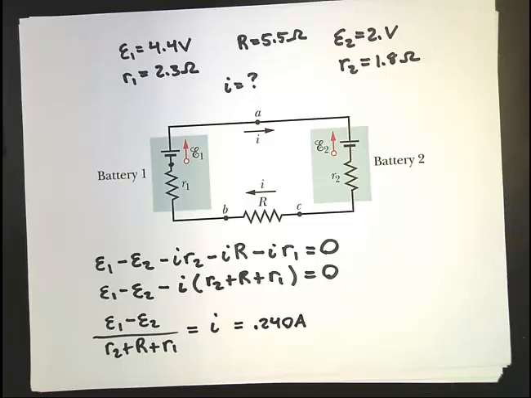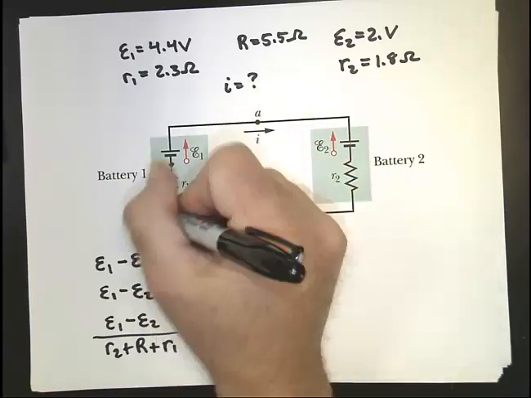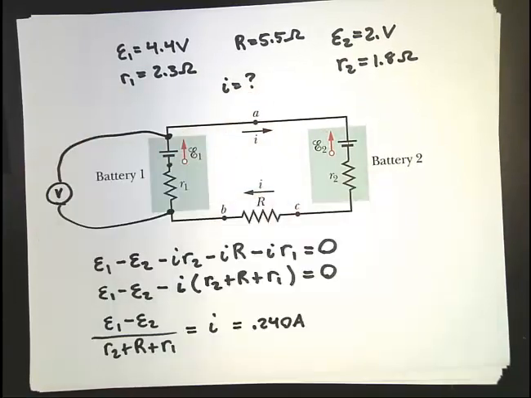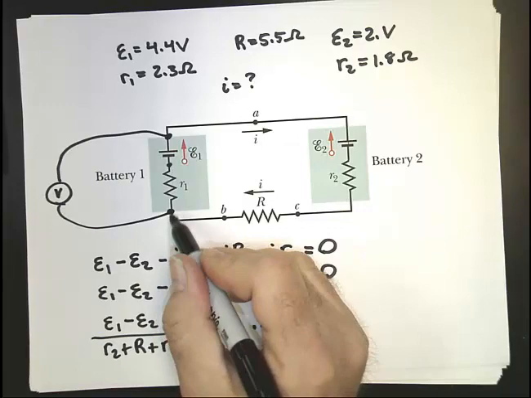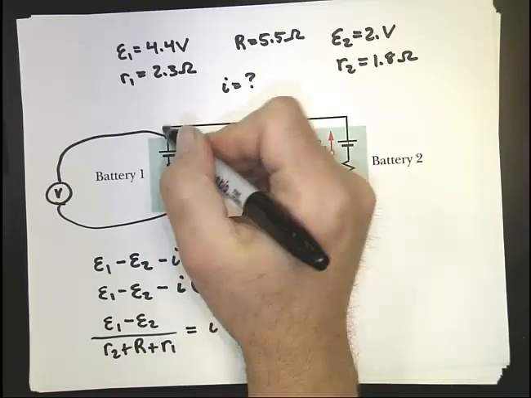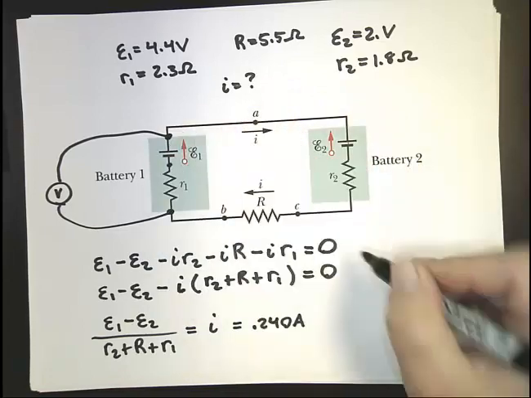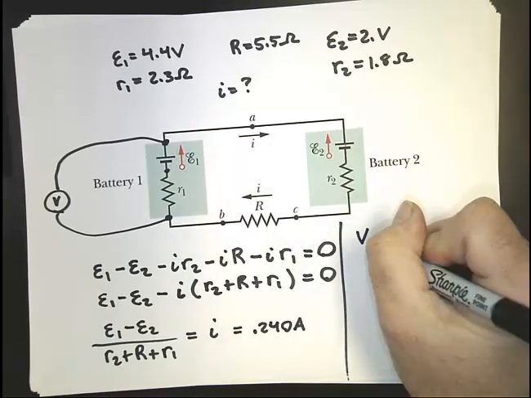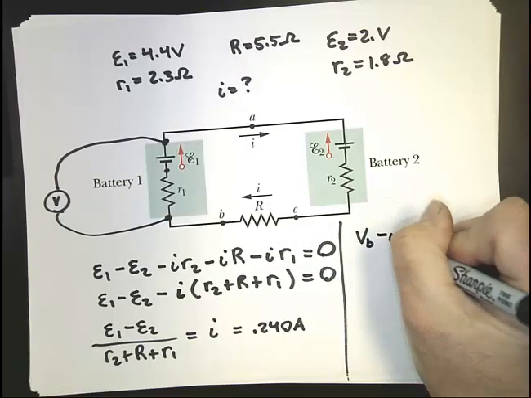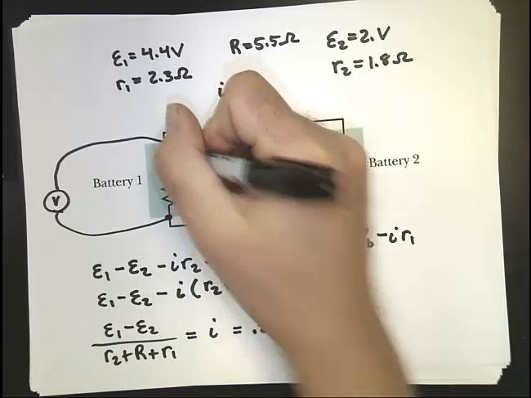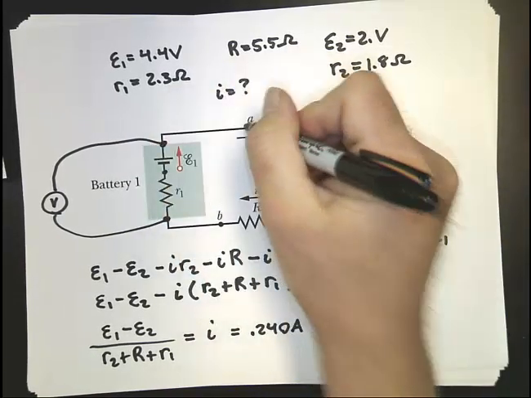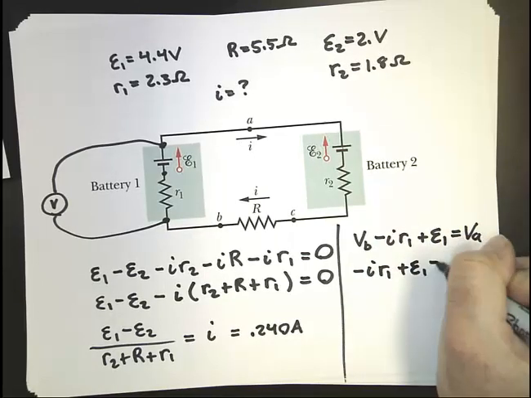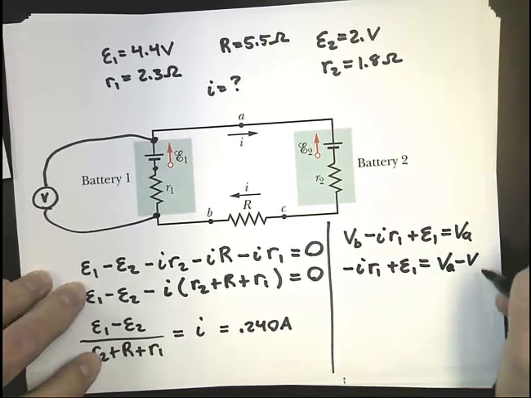One other question asked in this example was, what's the potential difference across the battery? If I were to put a voltmeter across battery 1, for example, what's it going to read? Now this position right here is really equivalent to B. This position here is really equivalent to A. If I label them A and B using the labels given in the diagram, I could say the potential at B, as I go around the circuit, minus IR1 plus E1, keep walking, equals the potential at A. So minus IR1 plus E1 equals VA minus VB.